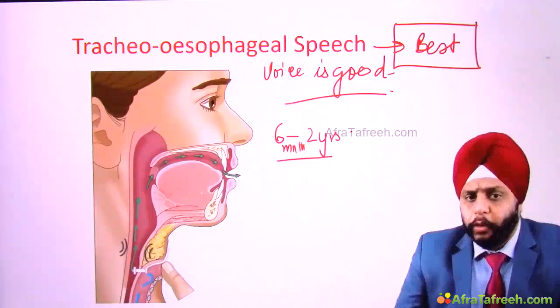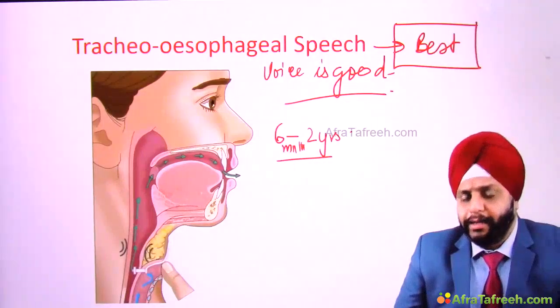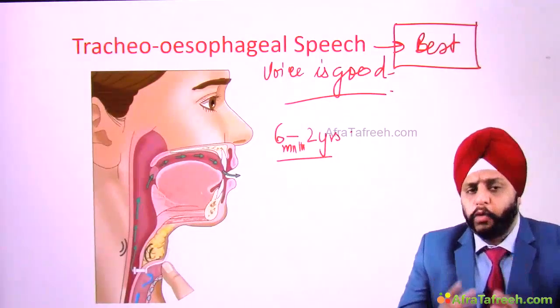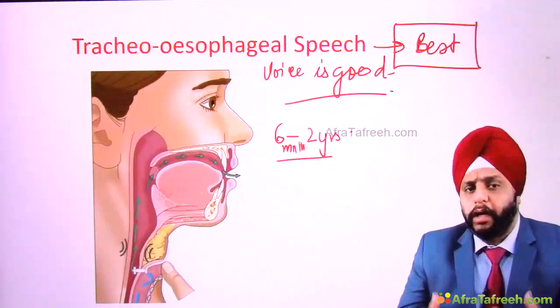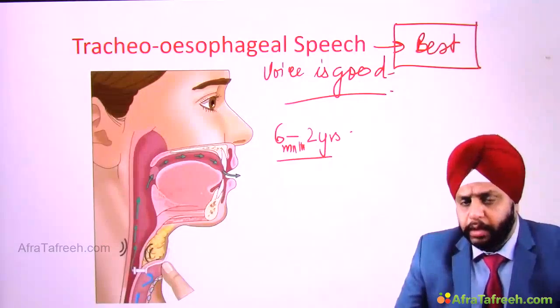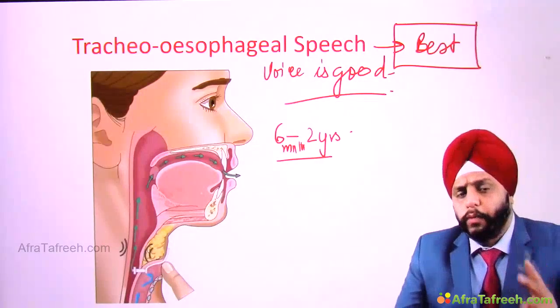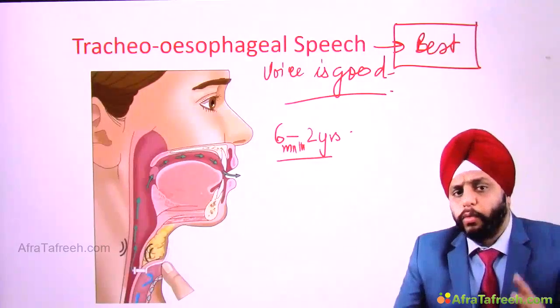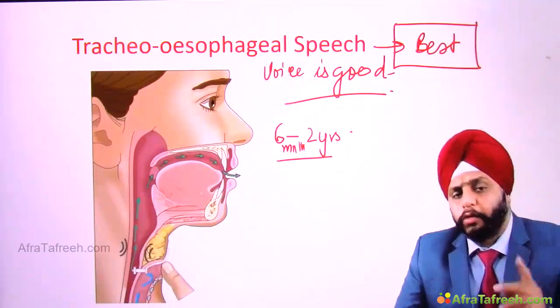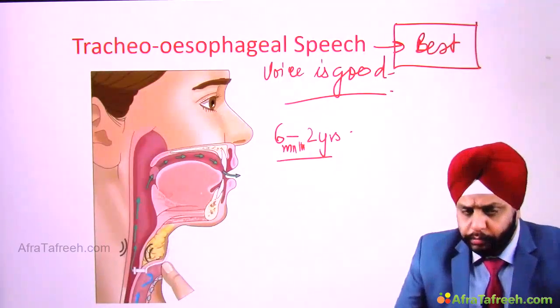So this prosthesis is done in high socioeconomic status people, or at least those people who are able to maintain hygiene. So we will not do it in low socioeconomic status people, number one. Number two, we will not do it in patients who are living away from the hospital and cannot follow up, because follow-up will be required for life long.